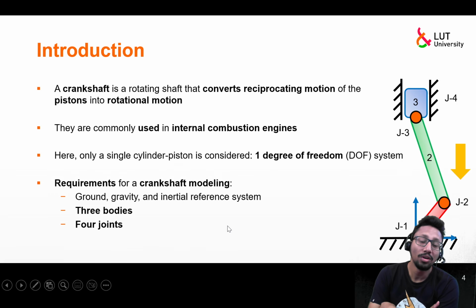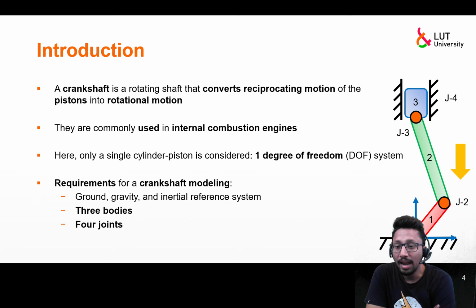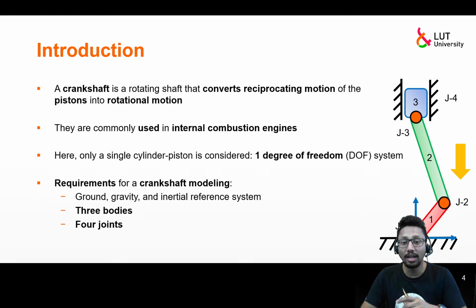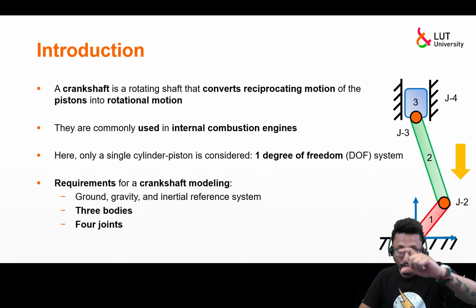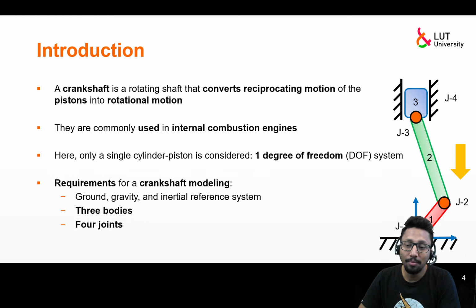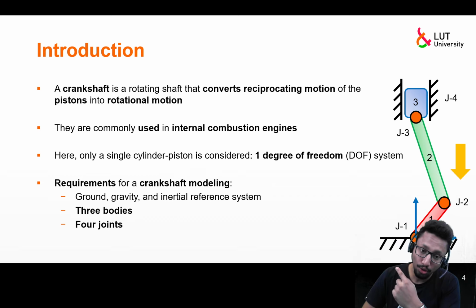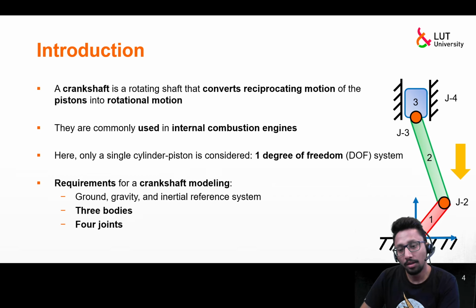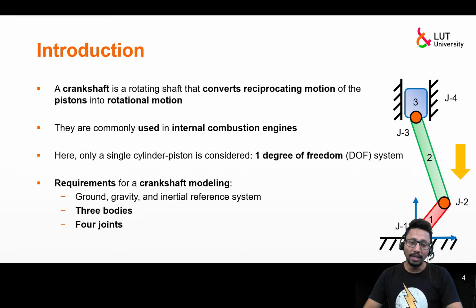So if I ask you what is a crankshaft? A crankshaft is a rotating shaft that converts the reciprocating motion of the piston into the rotational motion of the crankshaft. This kind of mechanism is most commonly used in internal combustion engines, as I already showed you in the sneak peek. Now, as I mentioned, we are going to model only a single cylinder piston, as you can see in the picture here, right?